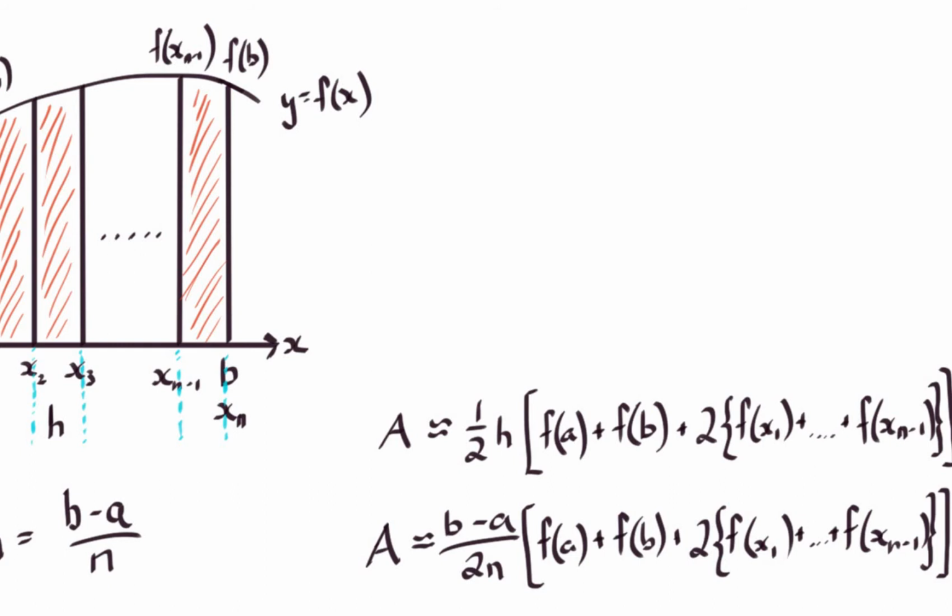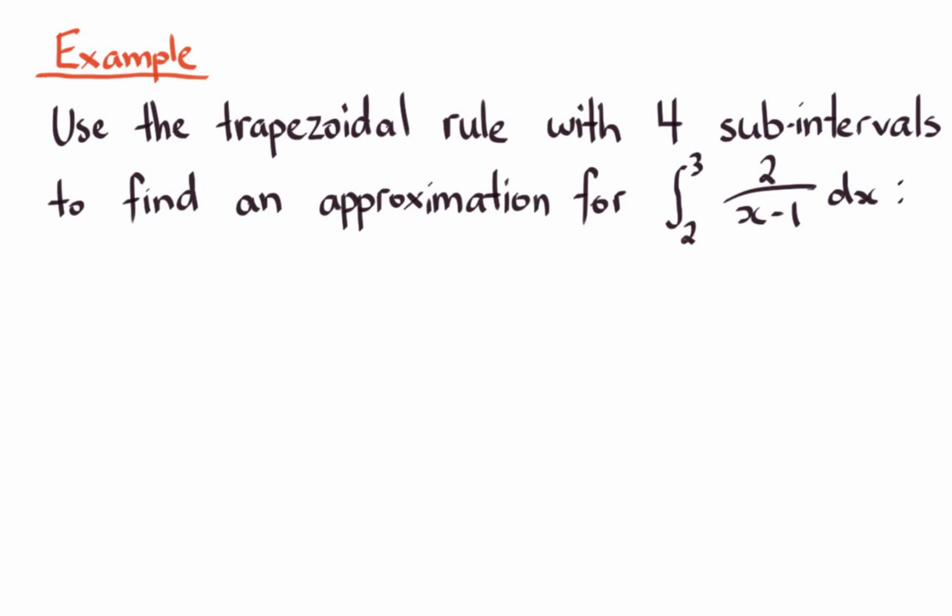But let's do an example now and put this into practice. Use the trapezoidal rule with 4 subintervals, so we can see there's the difference to the example we did last time. Not just the trapezoidal rule, but the trapezoidal rule with 4 subintervals to find an approximation for the integral between 2 and 3. Okay, so this is the area under this function between x equals 2 and x equals 3. Now, it's the integral of 2 over x minus 1.